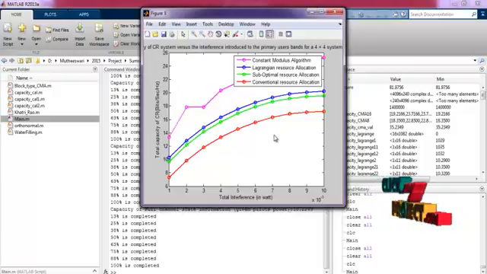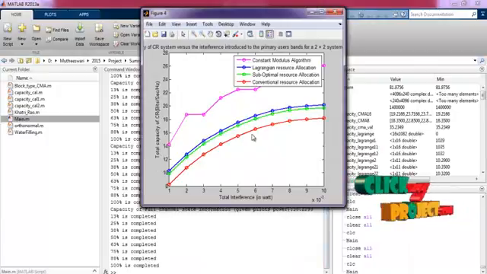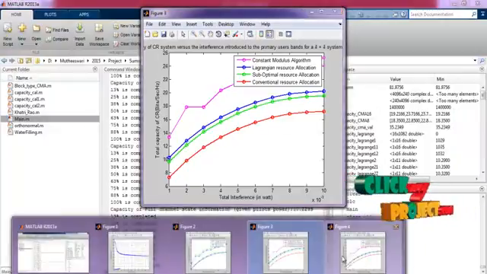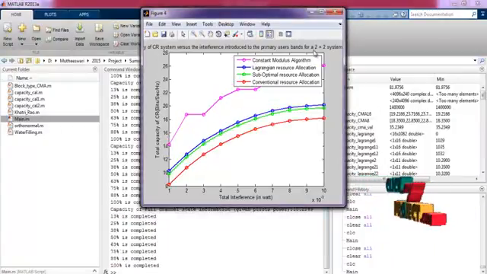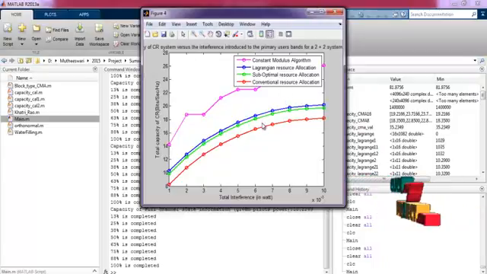Compare the results with our existing system. And this is the total capacity of CR users. This is the 2x2 system, and this one is the 4x4 system. Here 2 transmitters and 2 receivers are placed. This graph is compared with the existing system.